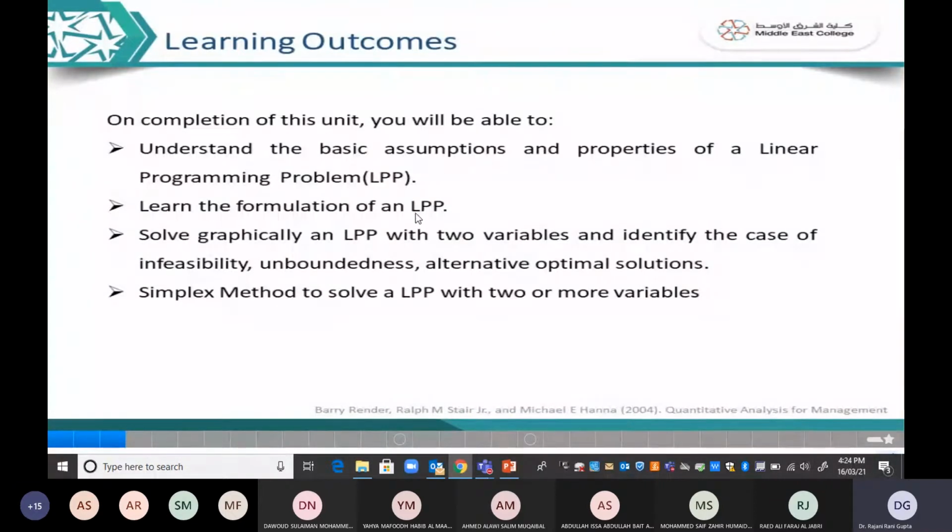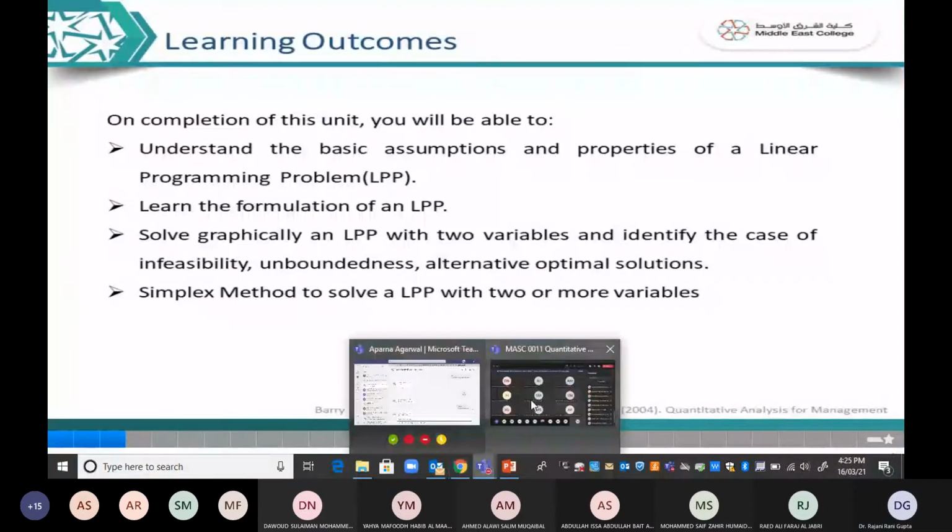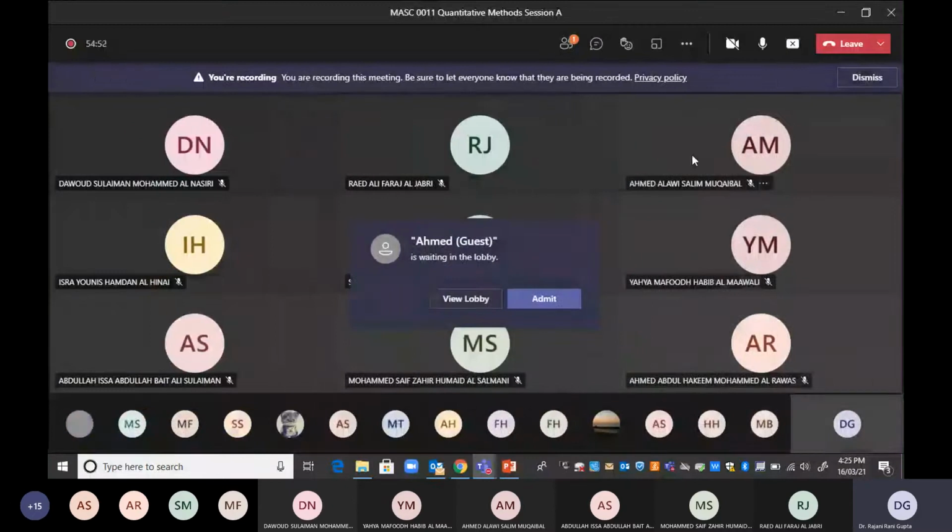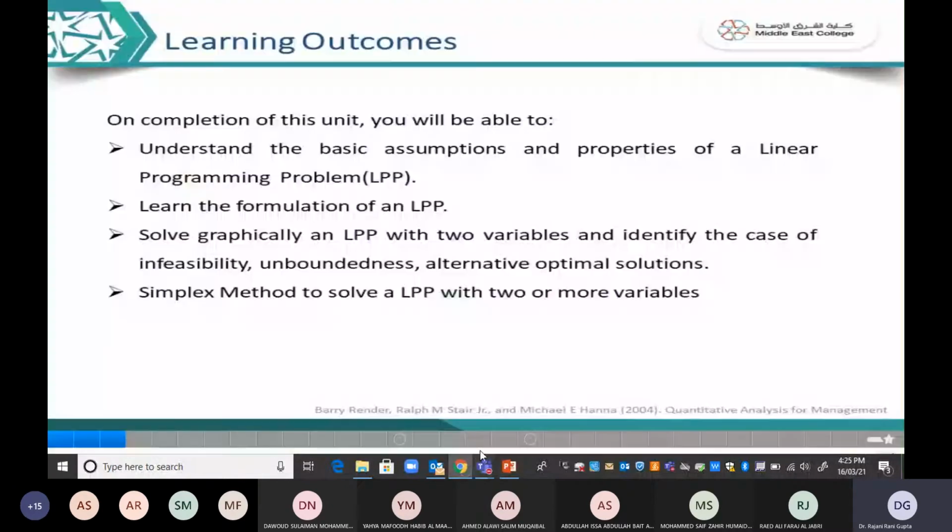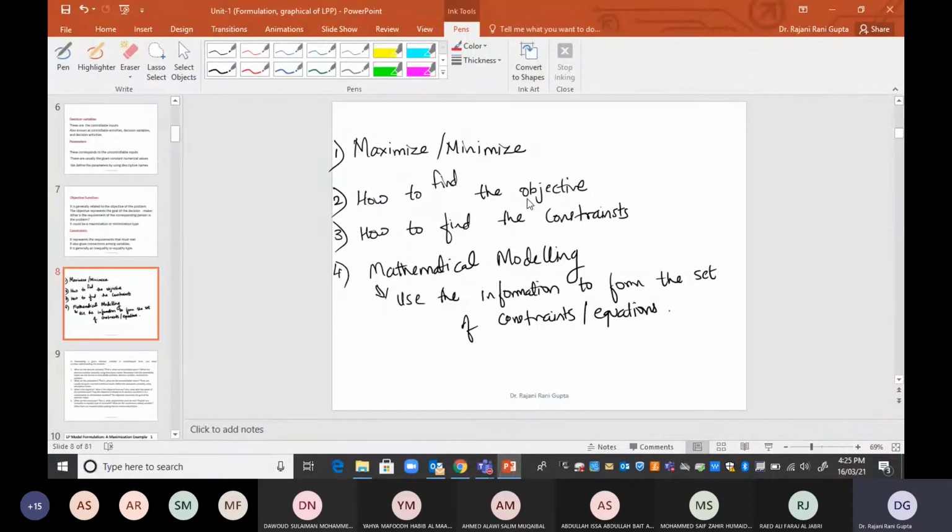Okay, so you will be able to make this formulation only after you know about the basic assumptions and the properties of linear programming. So what does it mean? How do you know that this is the objective function? What is maximize or minimize? What do you mean by constraints? So these are the terms. To come up with those things, we have used some terms over here.